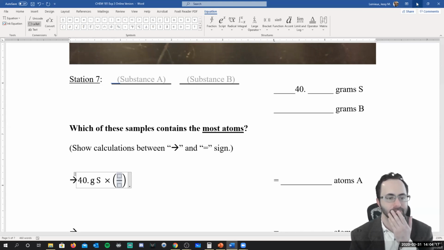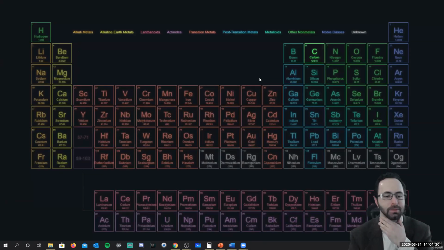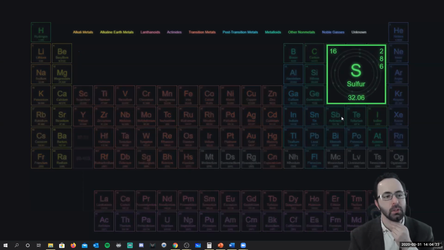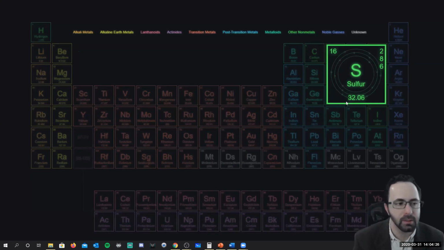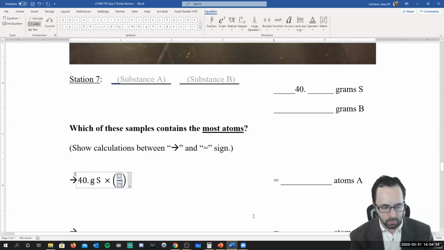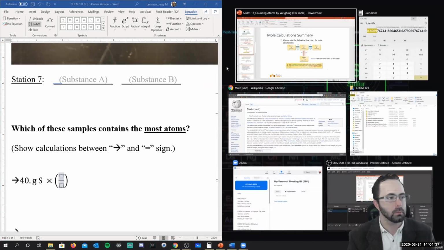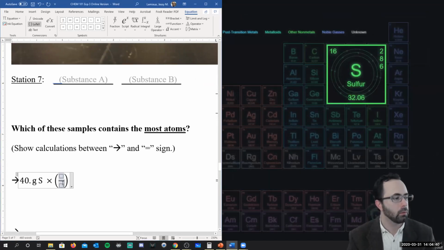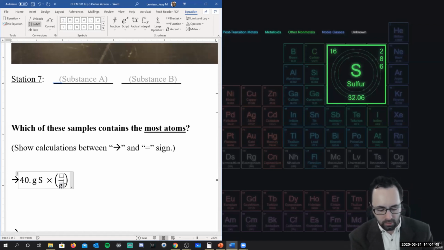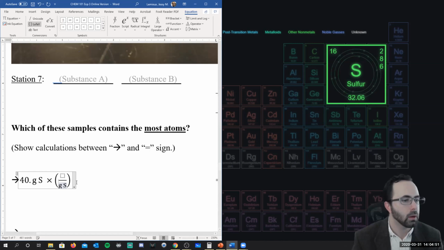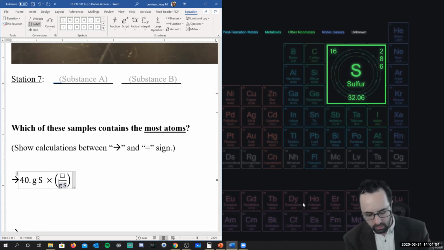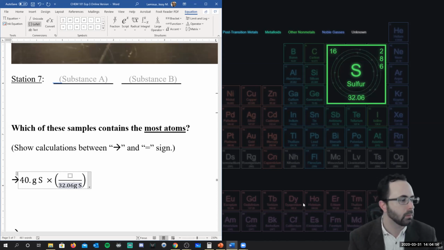The periodic table, right? So this is sulfur. This number here, again, 32.06, tells us 1 mole of sulfur atoms is 32.06 grams of sulfur. That's the relationship I'll use. So we know what unit has to go on the bottom. It has to match this one, so it's going to be grams of sulfur atoms. And the number that goes with grams is 32.06 grams of sulfur.